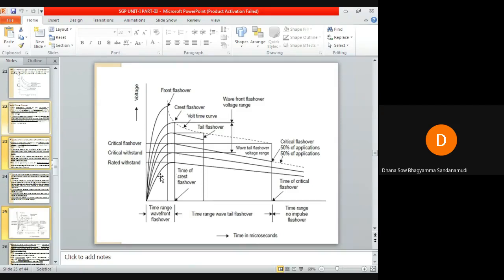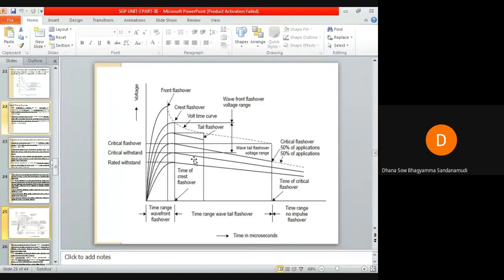The main purpose of providing proper insulation to the equipment of the power system is to withstand against the lower voltages. So there will be a certain limit beyond which insulation breakdown occurs. There will be some withstand level of the insulation, and that withstand level voltage is this level, according to this graph.